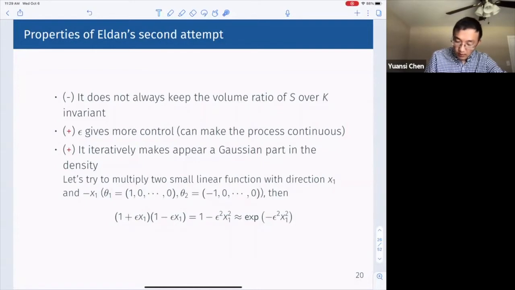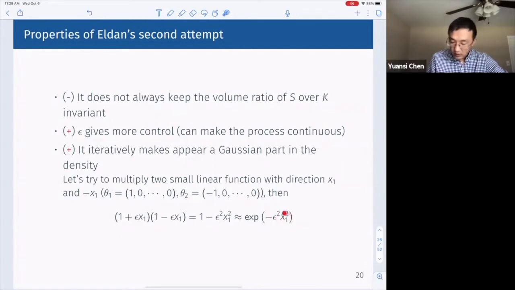What do we mean by making a Gaussian part appear? If you happen to be multiplied by two small linear functions in opposite directions, 1, 0, 0 and minus 1, 0, it's like you are lucky. Those directions are random, but you're lucky you multiply by two opposite directions. When you multiply 1 plus epsilon x1 times 1 minus epsilon x1, you get 1 minus epsilon square x1 square, which is roughly exponential of minus epsilon square x1 square.